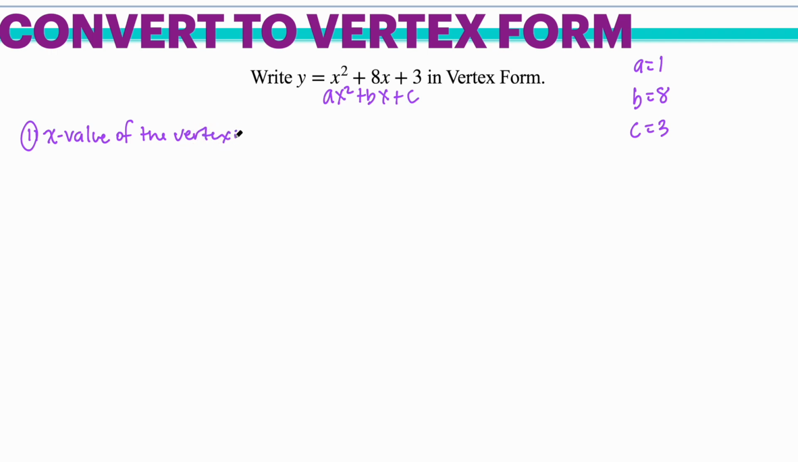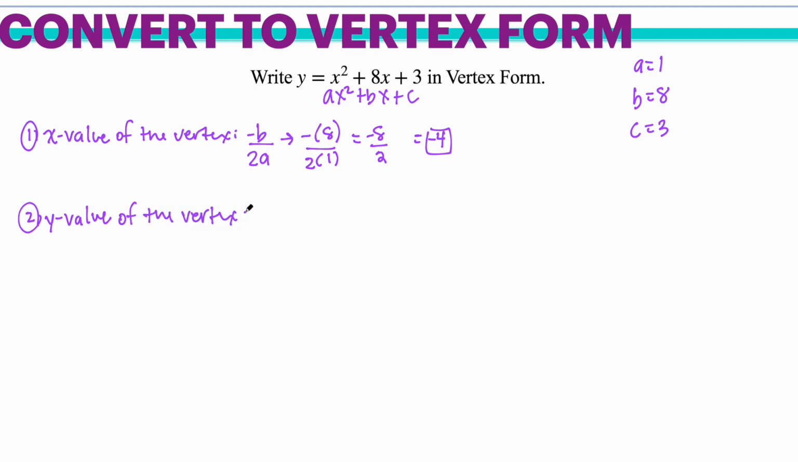And we do that by negative b over 2a. So negative b over 2 times a is negative 8 over 2, which is negative 4. That is the x value. Second part is we find the y value of the vertex. And to do that, plug in negative 4. So I'm going to plug negative 4 into x, and then plug negative 4 in again, and then solve.